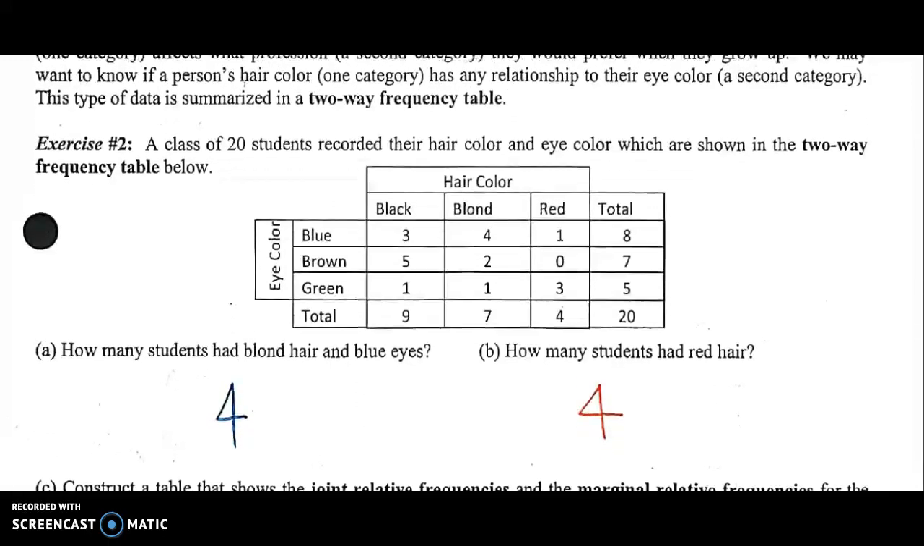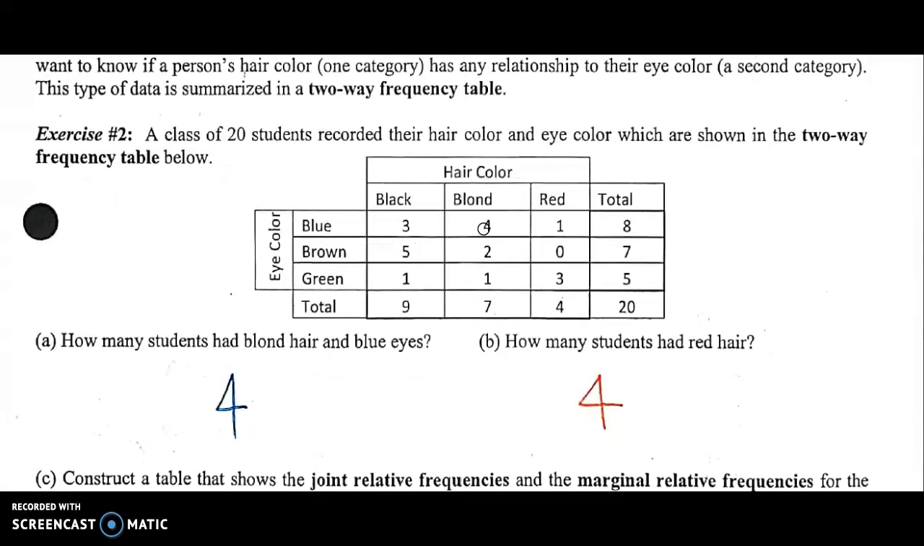And again, our answers both end up being 4 that are blonde hair and blue eyed, and also 4 that were red haired. Again, just using those two pieces from our table.